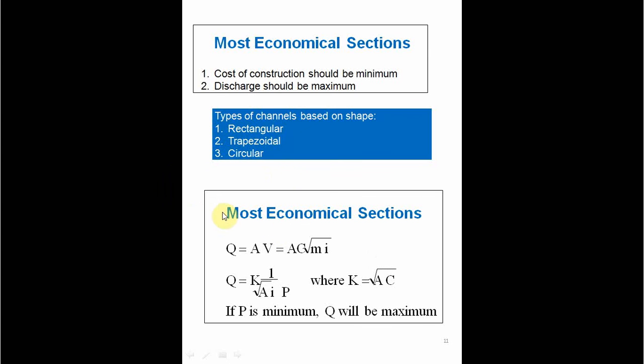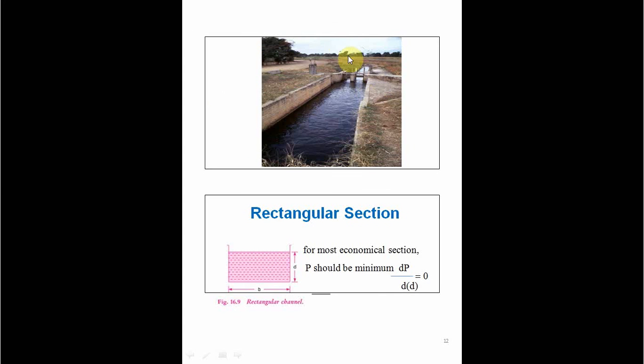For most economical sections, discharge Q is equal to A into V, that is nothing but A into C into root of mi, that is Q equal to K into root of A into i into P, where K is equal to root of AC. If P is minimum, Q will be maximum. So this is the rectangular channel. Up to here the water is stored, from this height, and this is the bed width, and this side is the wetted perimeter, and this is the height of the channel. Okay, so for a rectangular channel for most economical sections, P should be minimum, that is dP upon dd equal to 0 for rectangular channels.